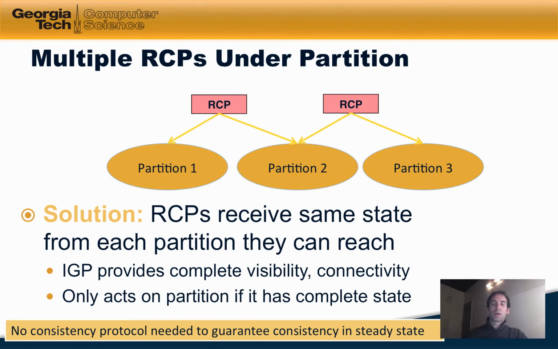Well, the approach here is to just ensure that the RCPs receive the same state from each partition that they can reach. So the IGP provides complete visibility and connectivity for each of these partitions. And if the RCP only acts on a partition if it has the complete state for that partition, then it's guaranteed that the routes it assigns for that partition will be consistent. In other words, there'll be no forwarding loops.